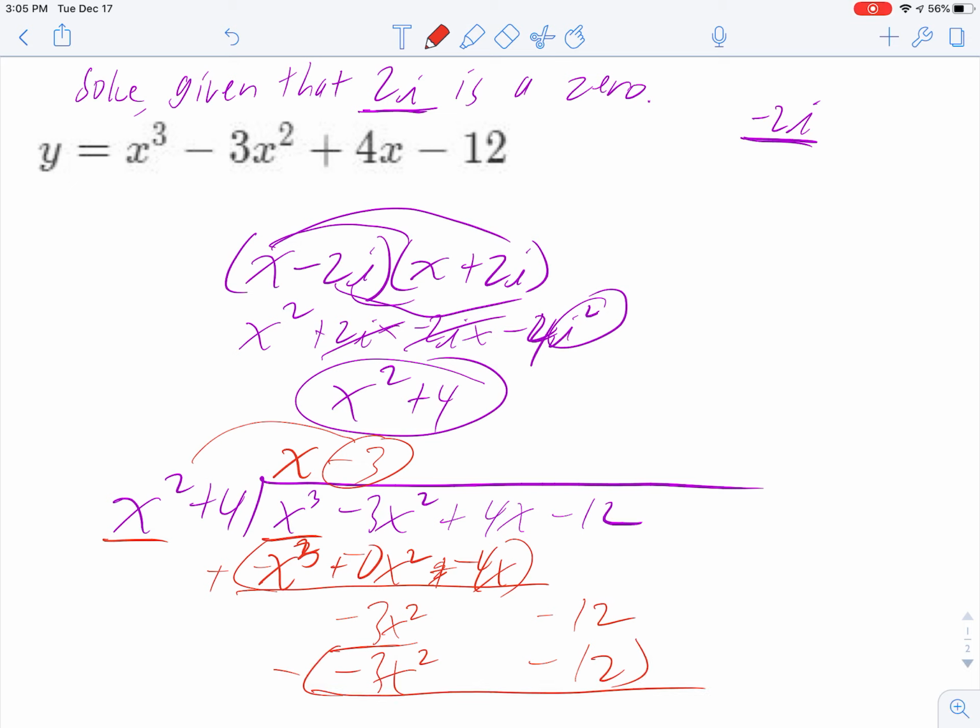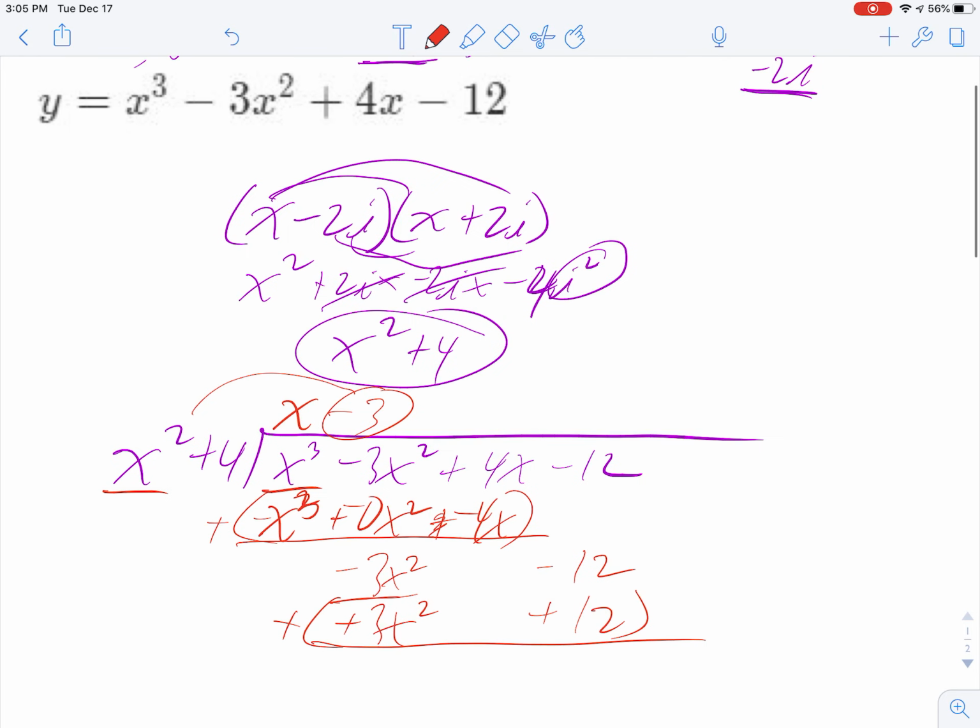And if we subtract those, change to addition, change the sign, and everything cancels out, giving us a remainder of 0, which we expected. And the remaining factor is x minus 3. If x minus 3 is the remaining factor, then the other 0 is 3.